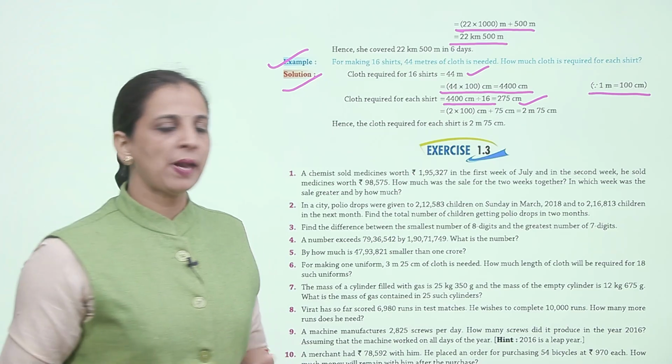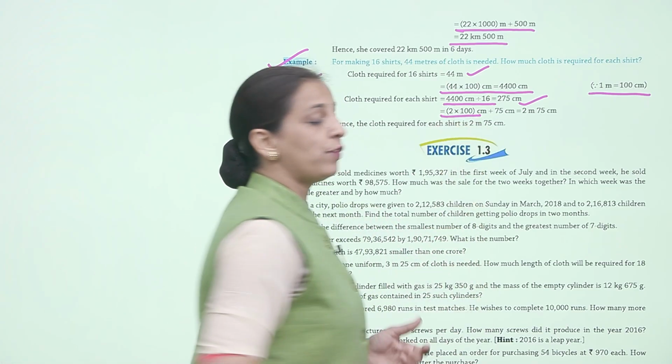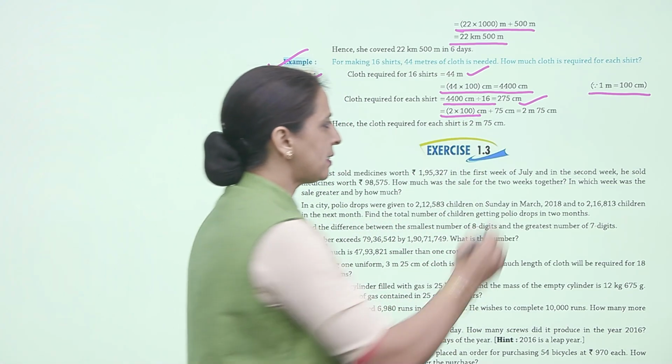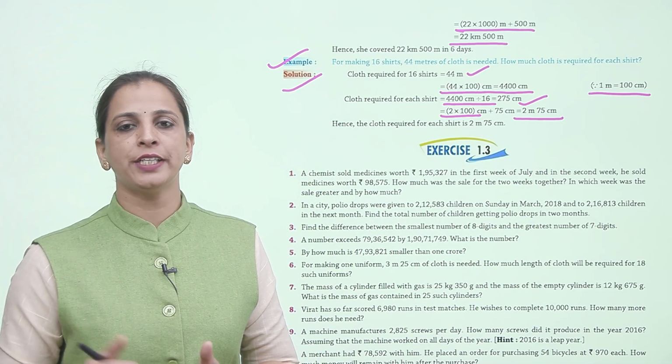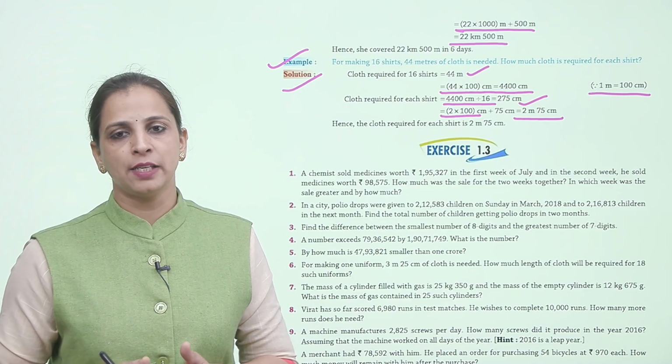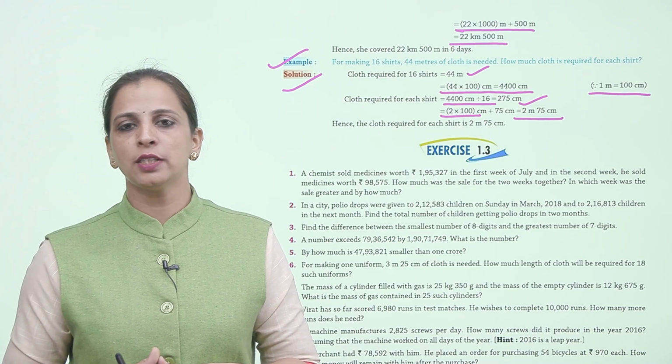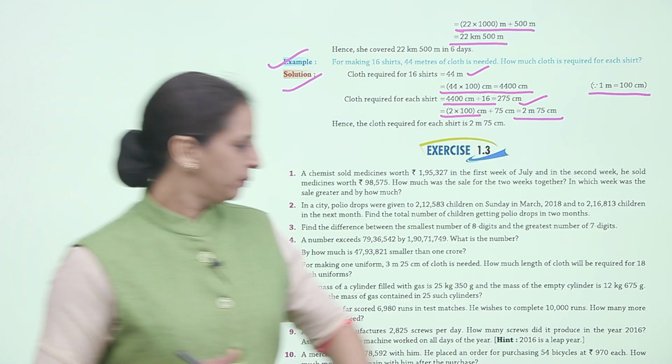Now 275 centimeter is 2 multiplied by 100, which becomes 2 meter and 75 centimeter. Hence, the cloth required for each shirt is 2 meter 75 centimeter. तो बच्चों सेम मेथड को यूज करते हुए एक्सरसाइज आप खुद ट्राई करेंगे.